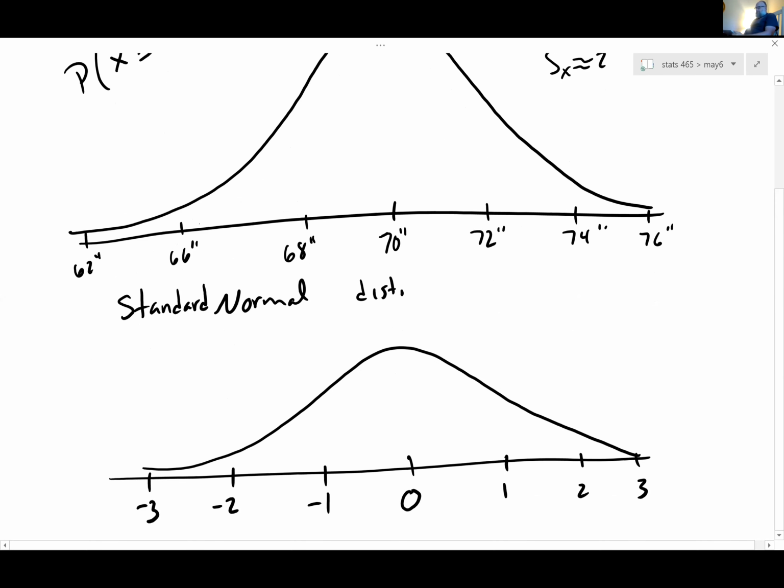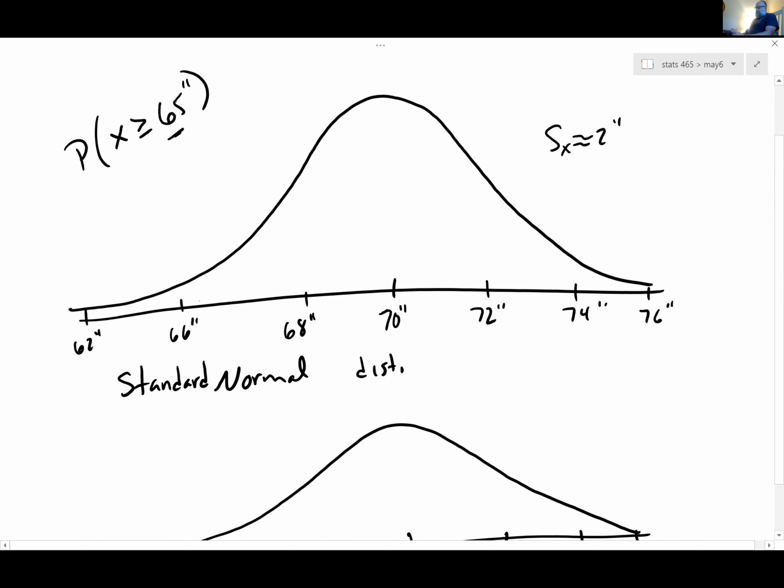Okay, so in this instance, for 65 here, what is he? Well, I don't know. It's 5 inches below the mean. How did I get there? Well, I went 65 minus 70. That's -5. But how many standard deviations is that? Well, you have to divide by the width of the standard deviation.